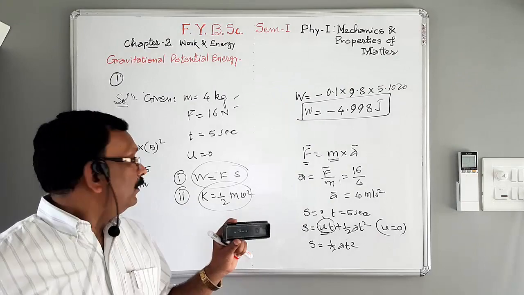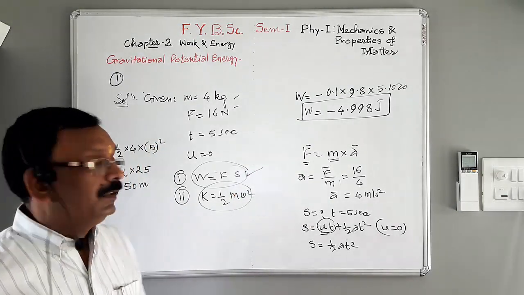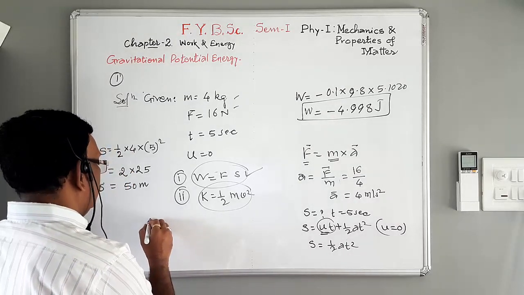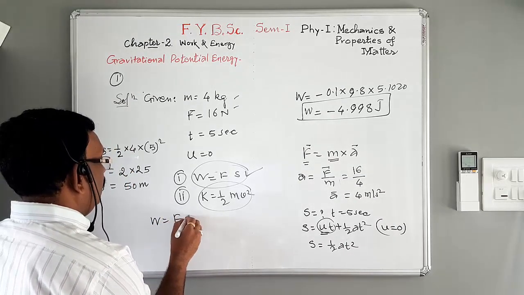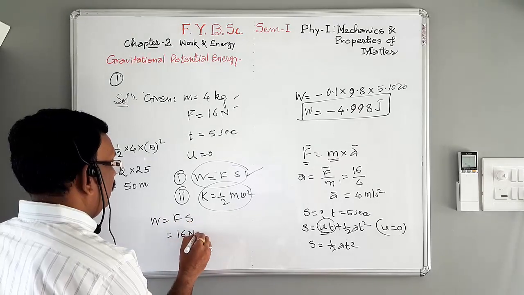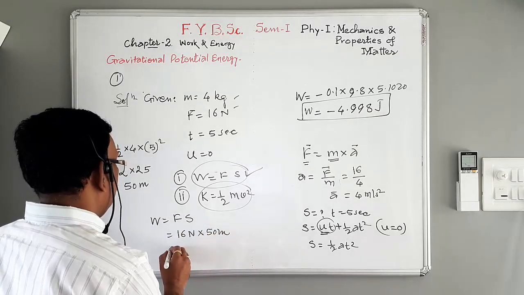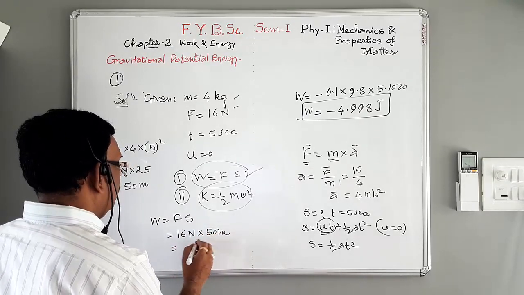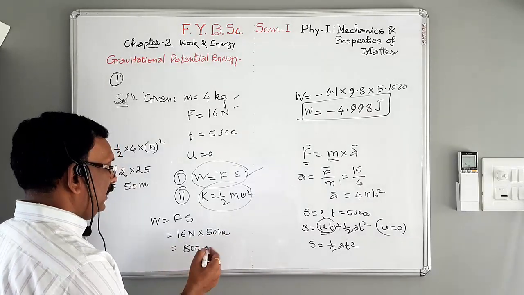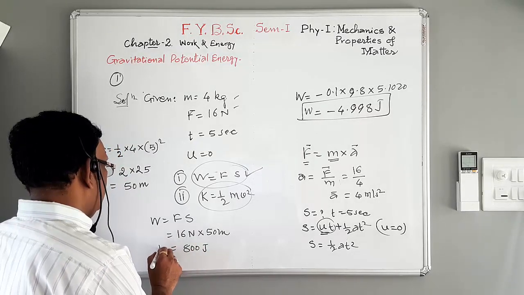Now, by using this, lastly we can calculate work done. Work done, W is equal to Fs. What is force? 16 Newton. And what is distance? 50 meter. So work done is, when we take the product of 16 into 50, we will get 80 joule. And this is the work done.